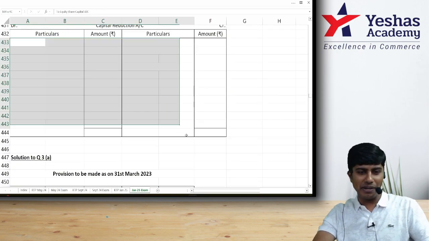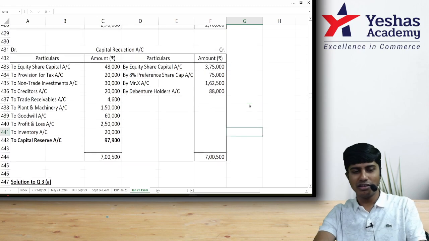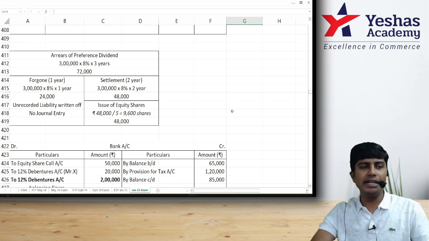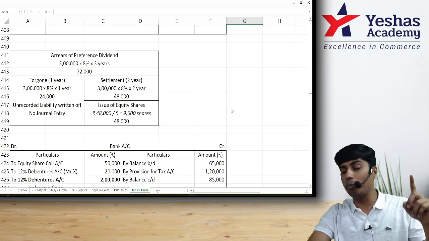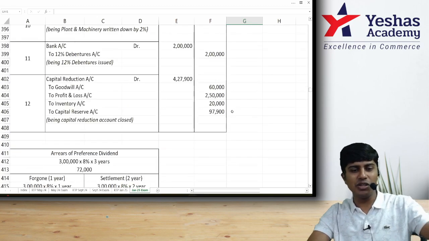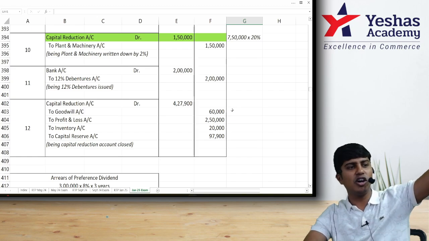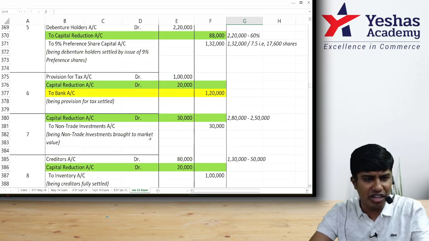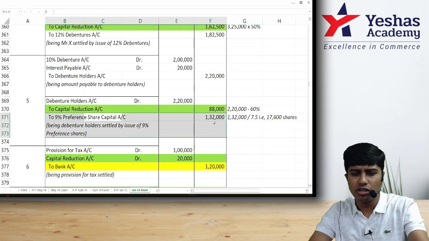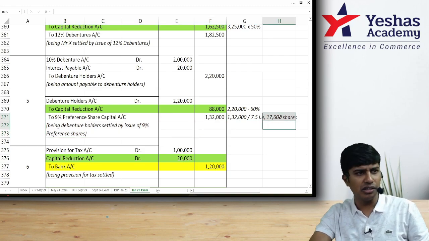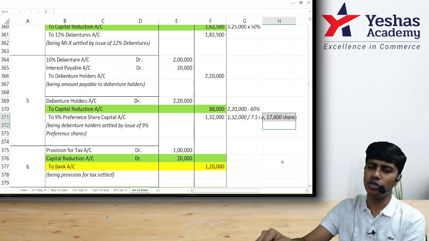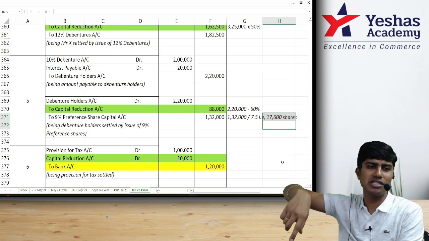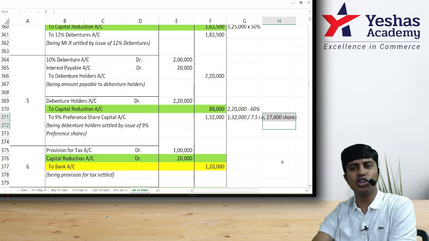And if you prepare capital reduction account, it would look somewhat like this. I've done the same thing. You would have to do one small notes to accounts for share capital. In that you would write 75,000 equity shares of rupees 7.5 each, and then you will write that preference shares. Some preference shares of 8% are now changed to 9% at 7.5, and some preference shares are issued somewhere here. So you had originally 30,000, now you have 17,600, 47,600 preference shares of rupees 7.5 each, and 75,000 equity shares of rupees 7.5 each. That calls for the end of this 14 marker.